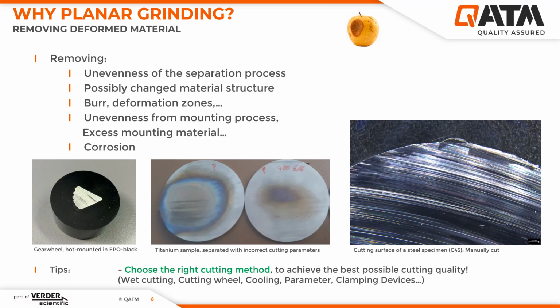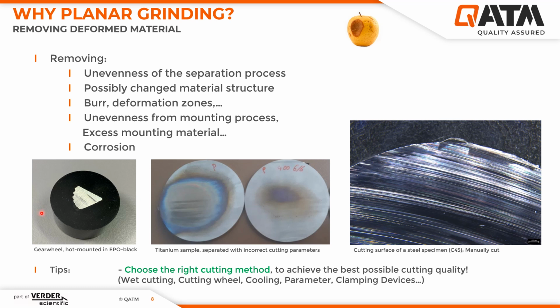Now let's move on to the second goal of plane grinding, the removal of deformed material. It can be an unevenness of the sample from the cutting process. On the right side, you can see a roughly separated sample that was made manually in a shop cut. It is a steel sample C45. You can see the coarse surface and also a burr from the cutting process. These artifacts must be removed by plane grinding in order to eliminate any changed material structure. This changed structure can also be caused by heat input during the cutting process with incorrect parameters.